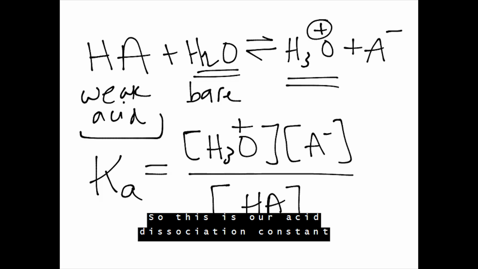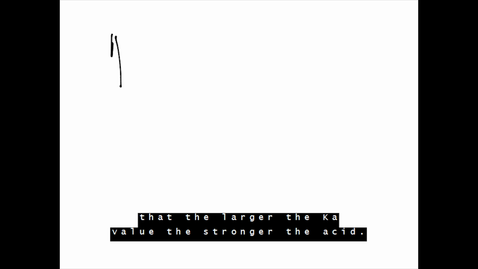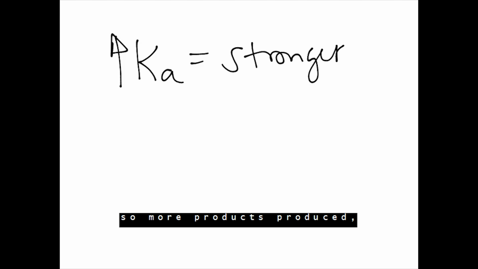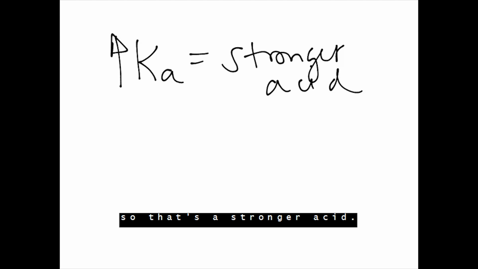So this is our acid dissociation constant, and the way you interpret it is that the larger the Ka value, the stronger the acid. That means you have a larger numerator, so more products produced, which means more protons have been released, so that's a stronger acid.